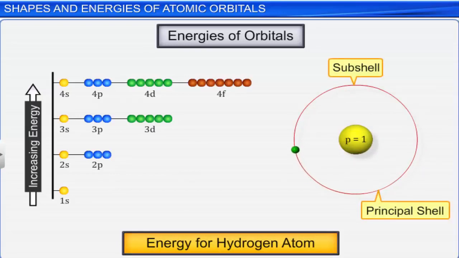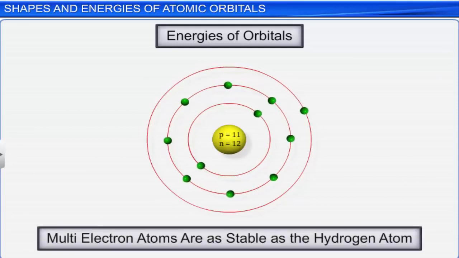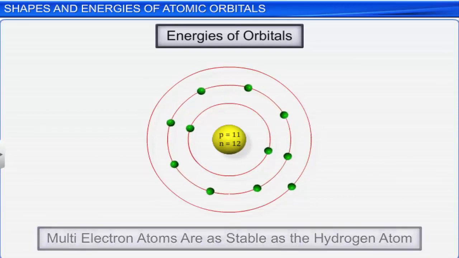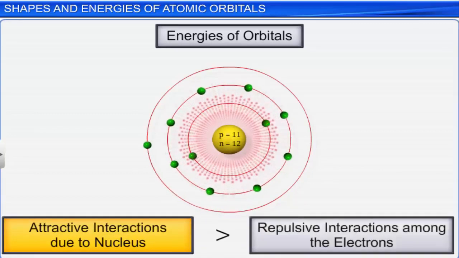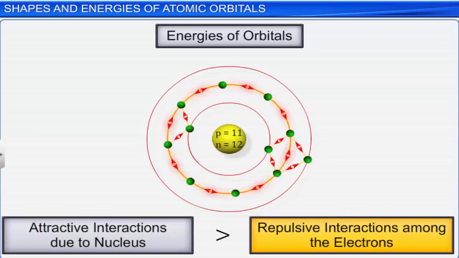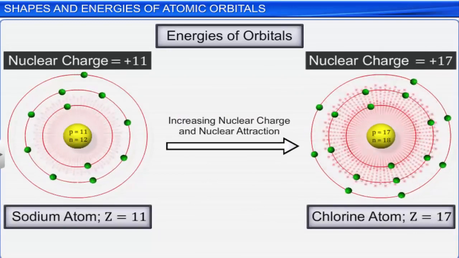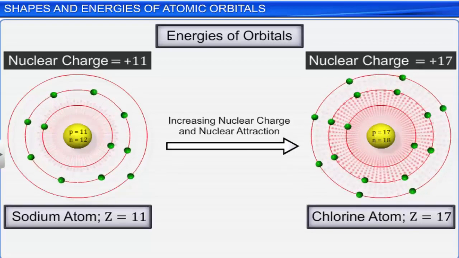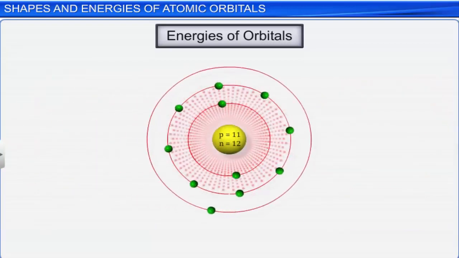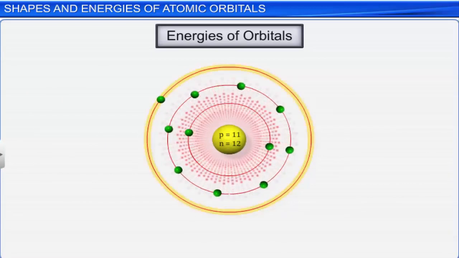Despite these repulsive interactions, the multi-electron atoms are as stable as the hydrogen atom because the net attractive interactions between these electrons and the nucleus are more than the repulsive interactions among the electrons. The attractive interactions of an electron increase with increase in positive charge on the nucleus. The complete attractive interactions of the positive charge are not experienced by the outermost electrons, as the electrons in the inner shells tend to shield the electrons in the outer shells from positive attraction of the nucleus.